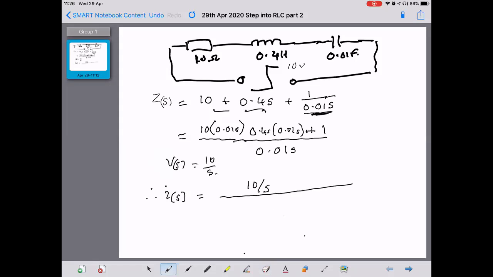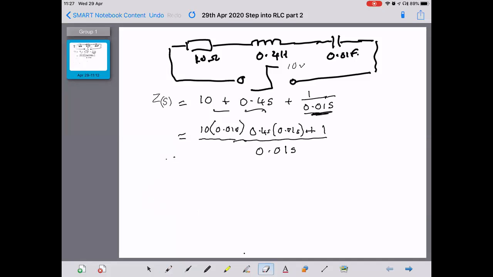Hang on, we'd probably better do a little bit more here first. Mike, with your VS on there, will that always be your voltage over S then? Yeah, if it's a step. If you look at your table of transforms, the step input is the voltage divided by S.